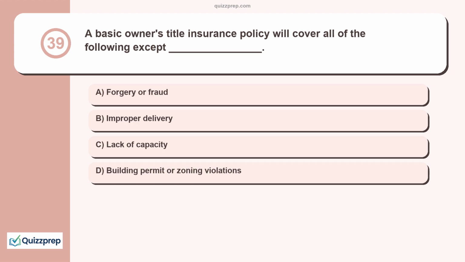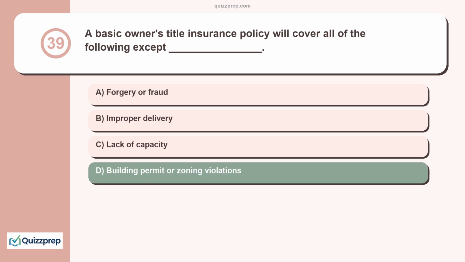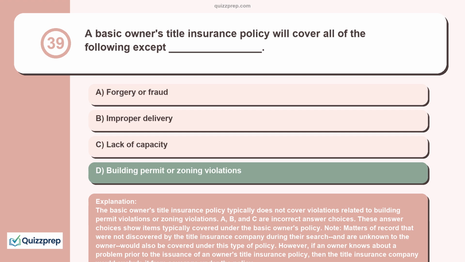Question 39. A basic owner's title insurance policy will cover all of the following except blank. Forgery or fraud, improper delivery, lack of capacity, building permit or zoning violations. The basic owner's title insurance policy typically does not cover violations related to building permit violations or zoning violations.